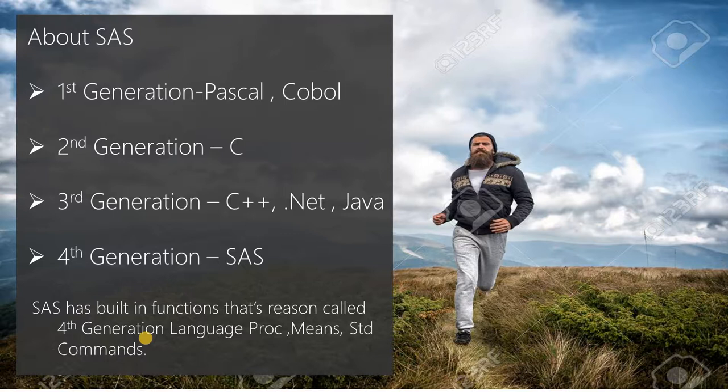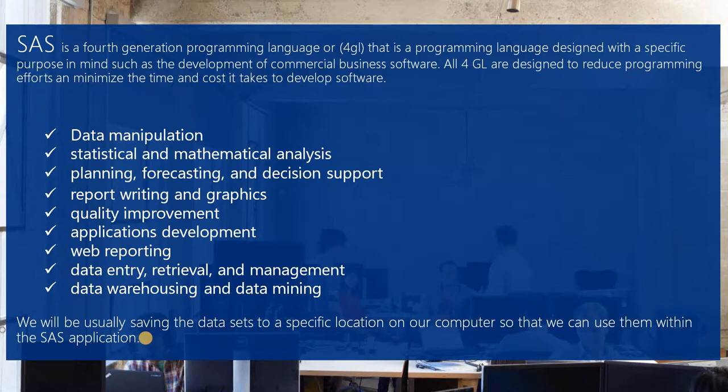SAS has built-in functions and procedures, like proc means and standard commands. SAS is a fourth generation programming language, or 4GL. That is a programming language designed with a specific purpose in mind, such as the development of commercial business software. All fourth generation languages are designed to reduce the programming effort and minimize the time and cost it takes to develop software. So why do we use SAS?